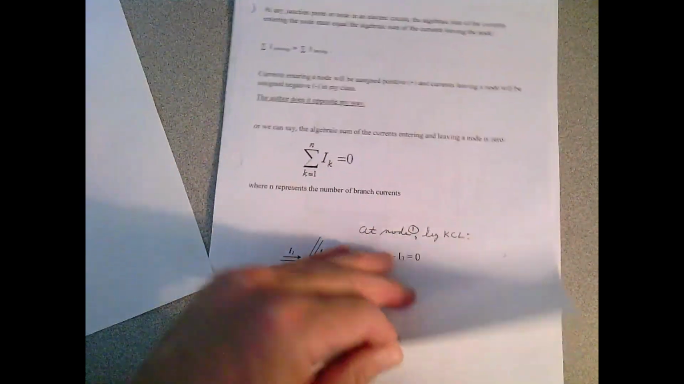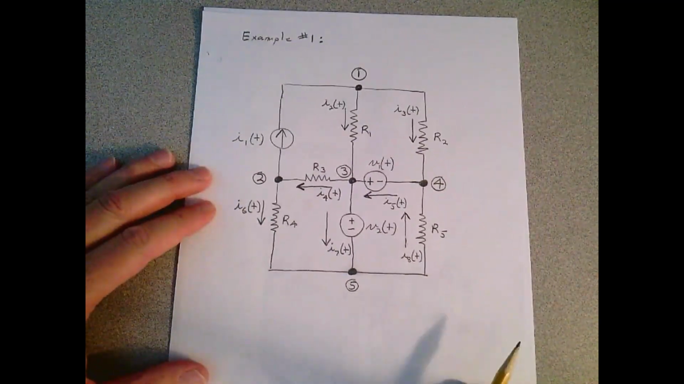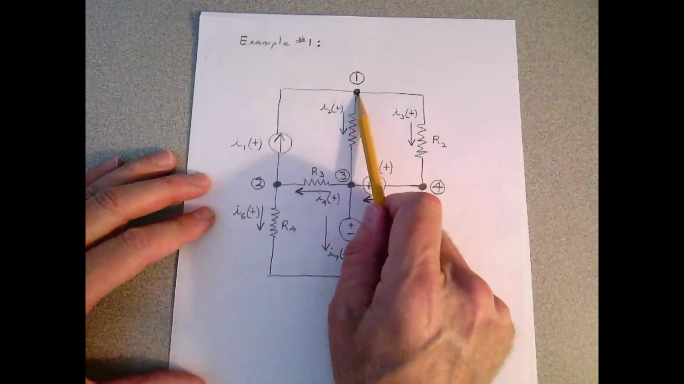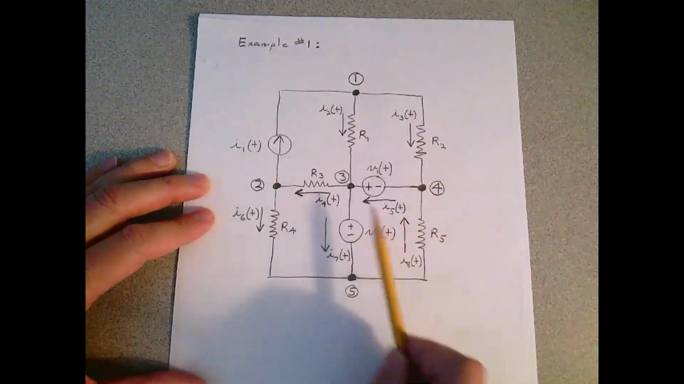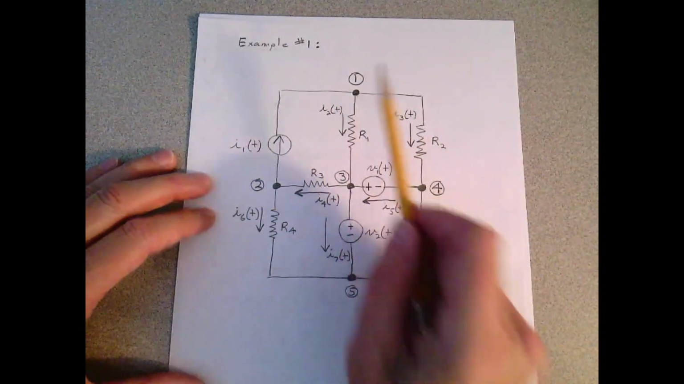Let's take a look at it in a little bit more detail. Here's a circuit. Take a look at that circuit. And what I'm going to have you do is I'm going to have you write an equation using Kirchhoff's current law at node 1, at node 2, at node 3, at node 4, and at node 5. Let's do the first one together.